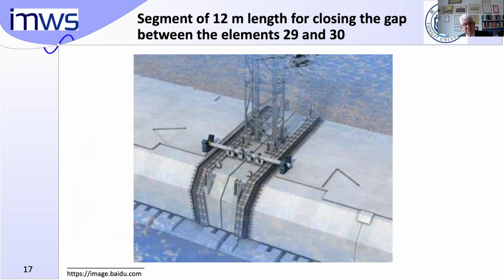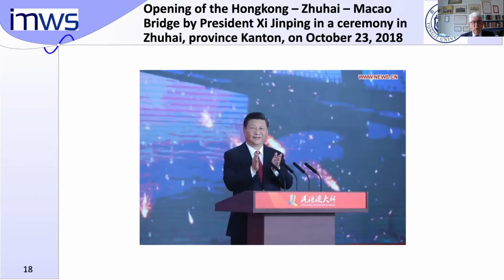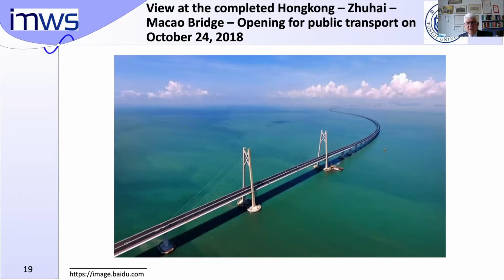Finally, a segment of 12 meters length is brought in for closing the gap between the elements 29 and 30. The opening of the Hongkong-Zhuhai-Macao Bridge by President Xi Jinping took place in a ceremony in Zhuhai, Guangdong province, on October 23, 2018. This slide gives you a view of the completed Hongkong-Zhuhai-Macao Bridge. The bridge was opened for public transport on October 24, 2018.